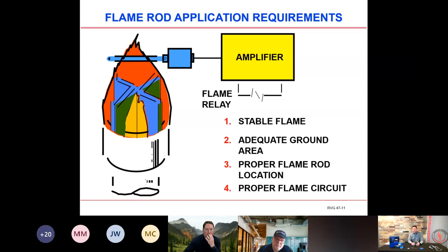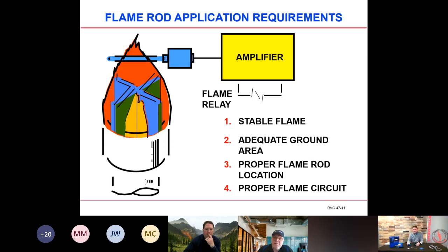One of the big things that we see out there in the industry is improper flame amplifiers for the application. So in the Honeywell world, in the 7800 series flame relays, there is a rectification amplifier, and that amplifier is denoted by a green label on the front of the amplifier, and it should say flame rectification on it.